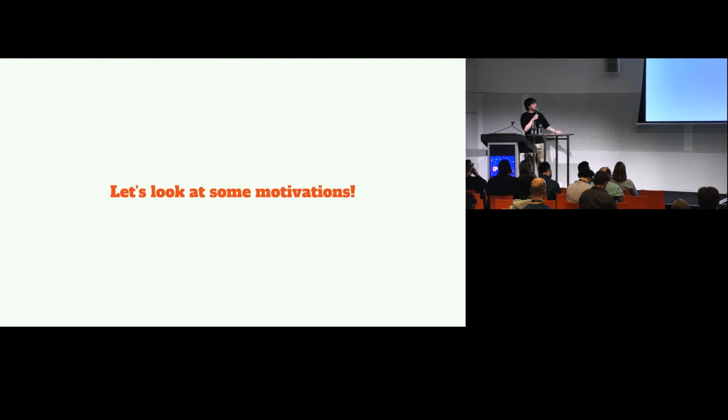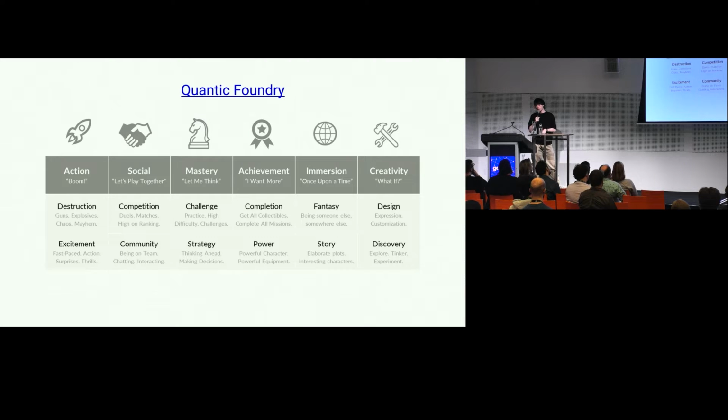So let's look at some motivations, intrinsic motivations. We'll talk about extrinsic, like rewards and that sort of thing, but we're really just focusing on intrinsic motivations for this part. So these are some resources. I've got some at the end. These are the first ones. There's a great one by Quantic Foundry. They did a lot more qualitative research, a lot of surveys.